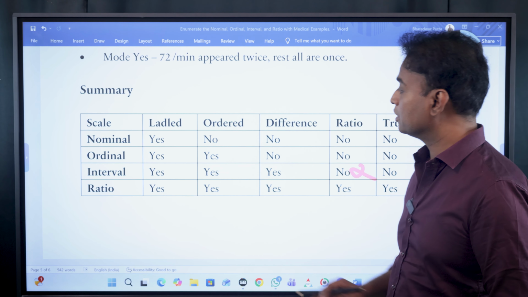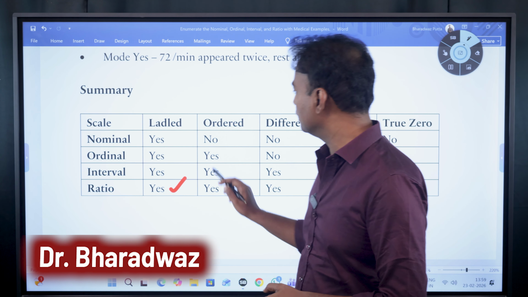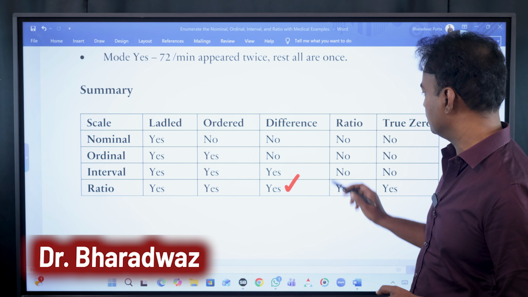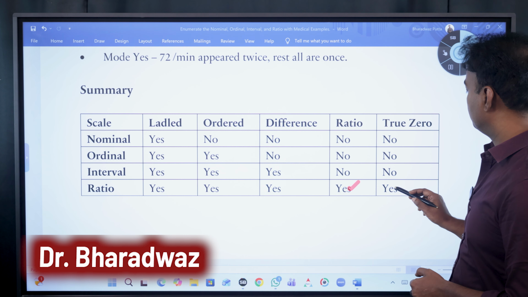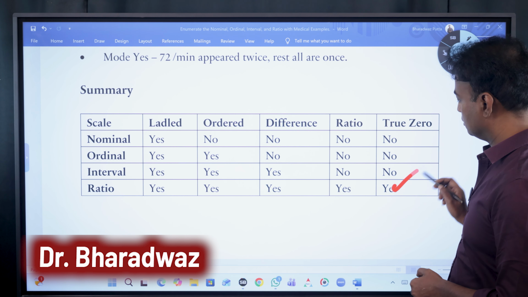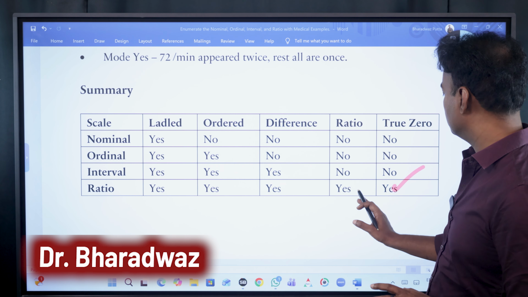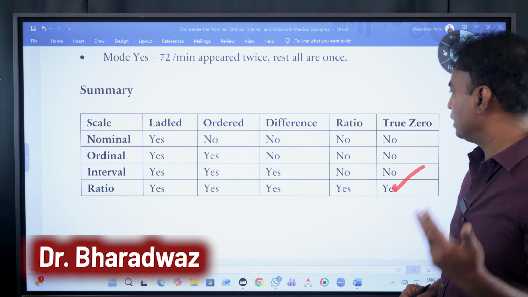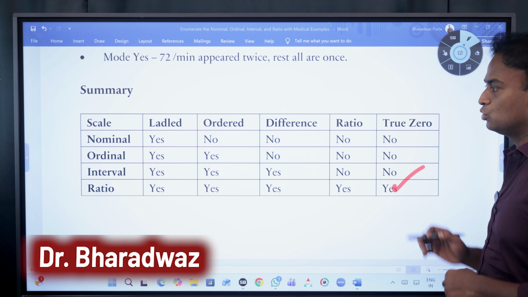And coming to the final scale, ratio scale, you can label it, you can order it, you can find the difference, you can find the ratio. Does it have true zero? Yes. The reason you can find the ratio, or you can multiply and divide, is because it has true zero.